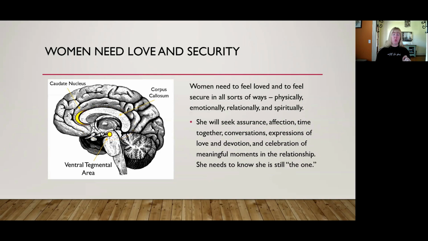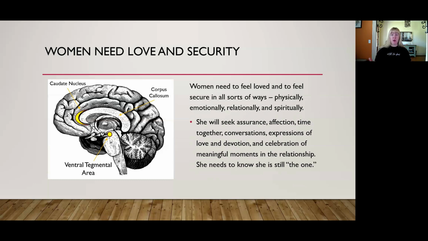But all this information also supports what we know to be typically the primary emotional needs for men and women. So for women, their primary emotional need is love and security. Now, she needs to feel loved, but she also needs to feel secure. And that security can mean a number of things. This is where, again, we factor in the individual. She may have a stronger need for physical security or emotional security, relational security, maybe spiritual security. Okay. The way that she feels loved, well, what does that look like?